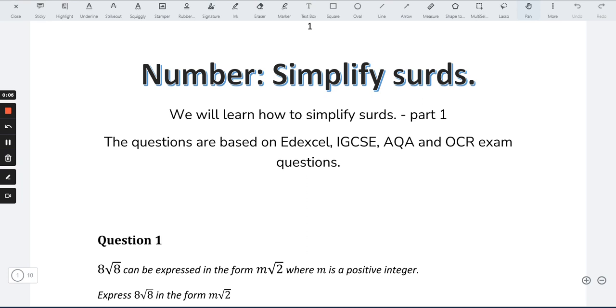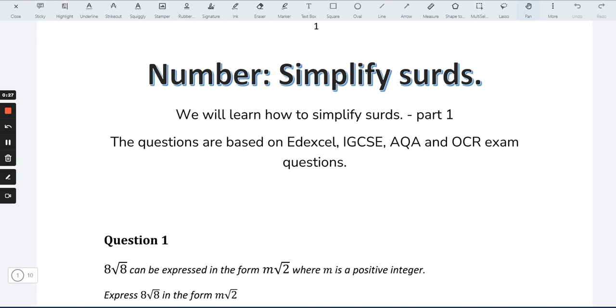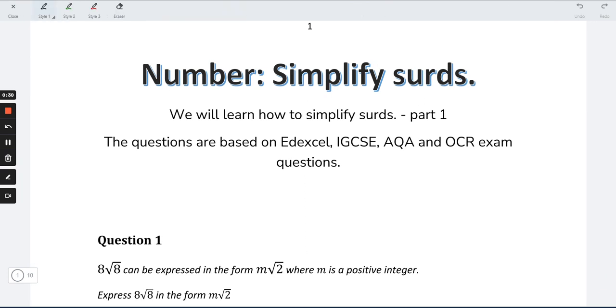Today we are going to talk about Simplify Surds Part 1. The questions are based on Edexcel IGCSE, AQA and OCR exam questions. So, simplifying surds, what do we mean by a surd here? A surd means a number that cannot be simplified to remove a square root or cube root.